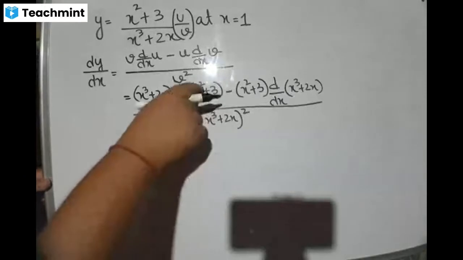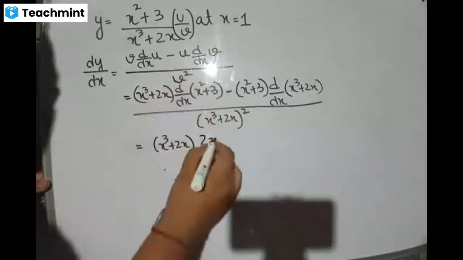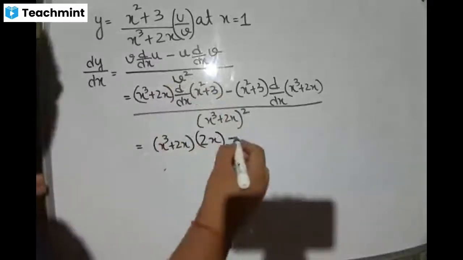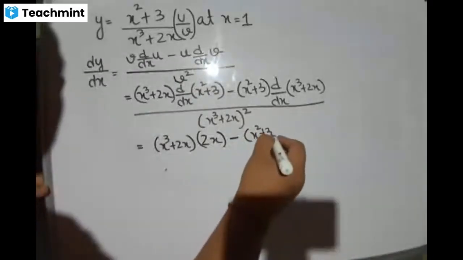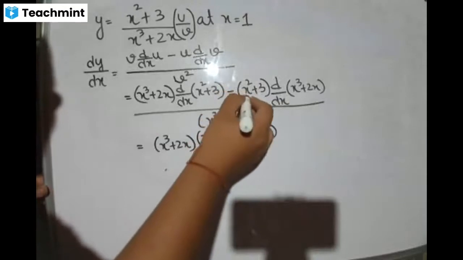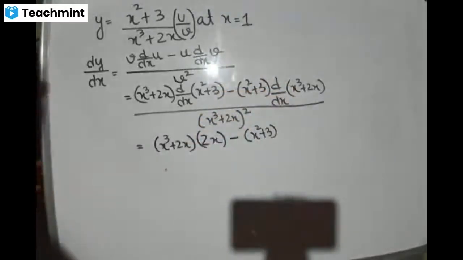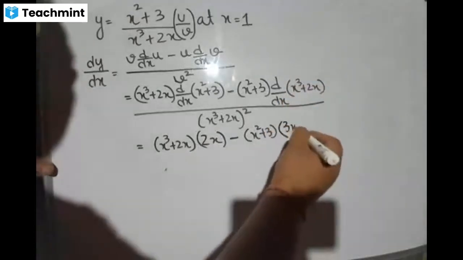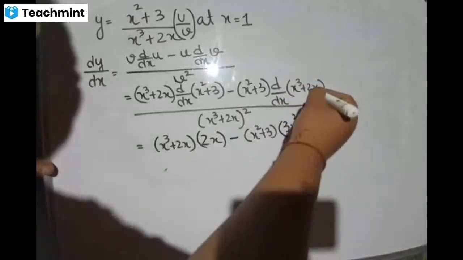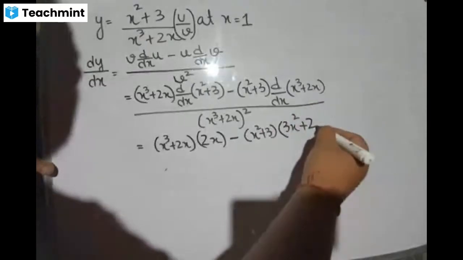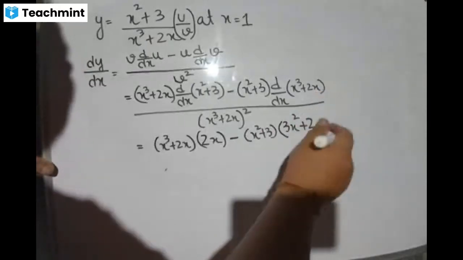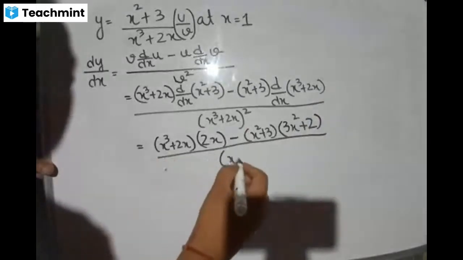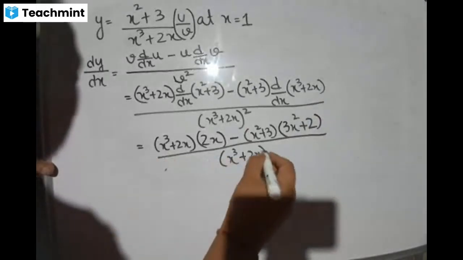x square, what's going to happen to this? 2 comes in front, so you get 2x, done. And derivative of 3 is 0, so no use writing it, minus again x square plus 3 as it is, because you need not break this. Wherever you see d by dx, there only you have to apply the formula. Now I need to break this. 3 comes in front, so you get 3x square plus 2 is a constant, comes out, and derivative of x is 1, so 2 ones are 2. Divide the whole thing by x cube plus 2x whole square.